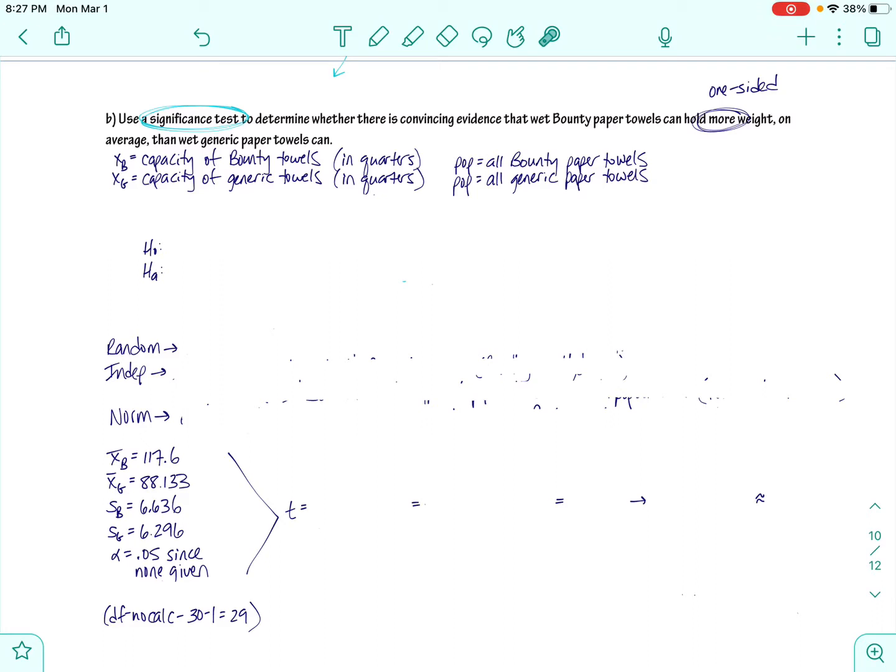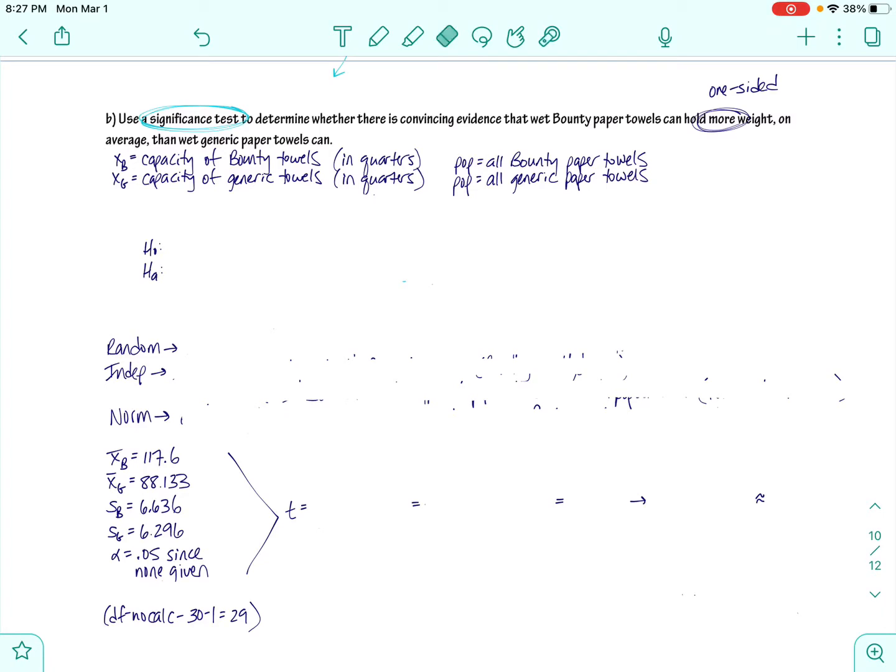So remember, a null hypothesis, when you're doing a significance test and you're comparing two things, in this case we're comparing Bounty versus generic, the null hypothesis, the H0, is always assuming that there is no difference. No difference at all, they're the exact same. We're looking for evidence to reject that.